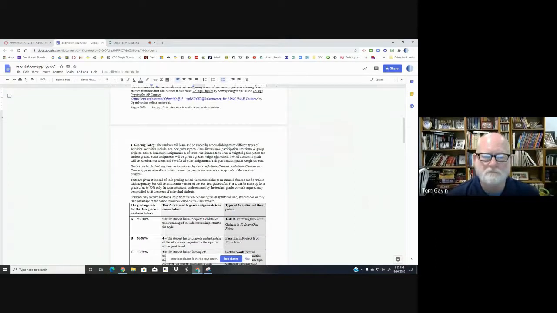Grading policy, some key things. 70% of your students' grade will be on test scores, so please make sure they understand that. And 30% will be on all other assignments.